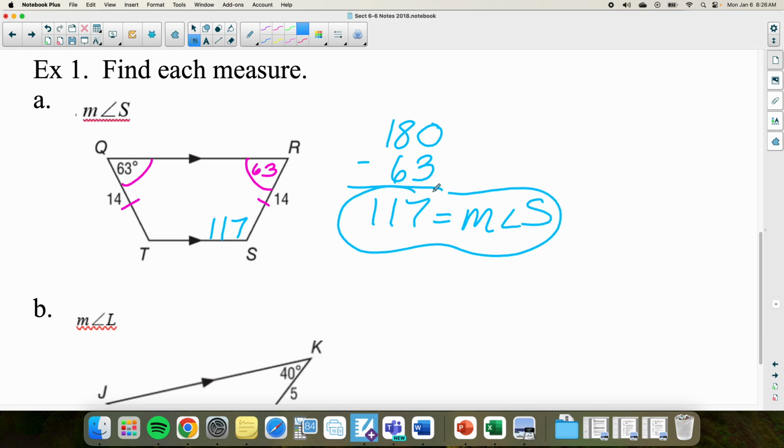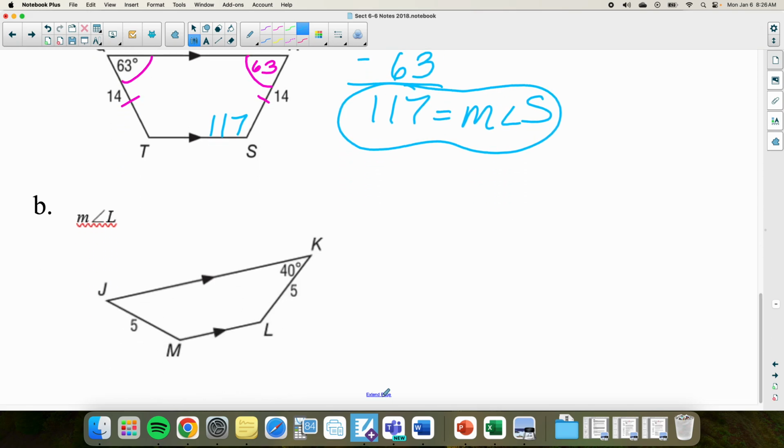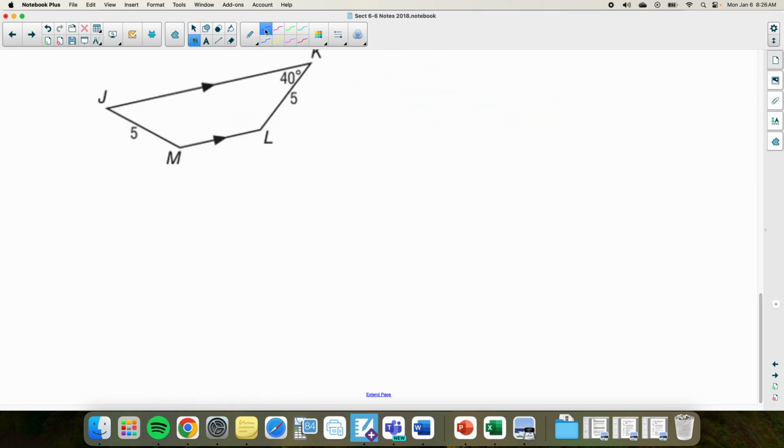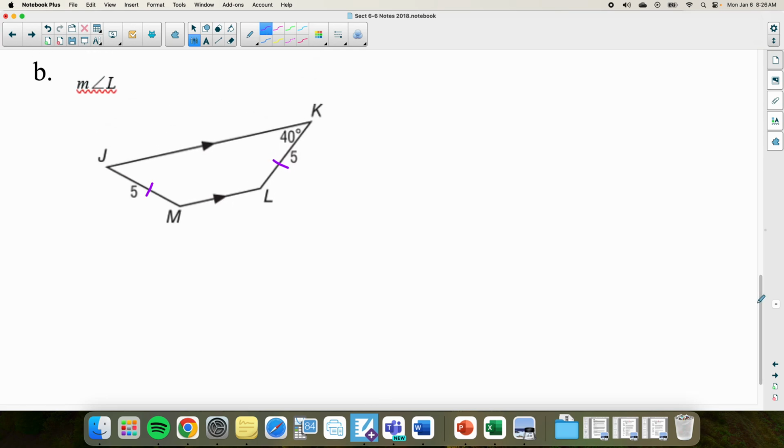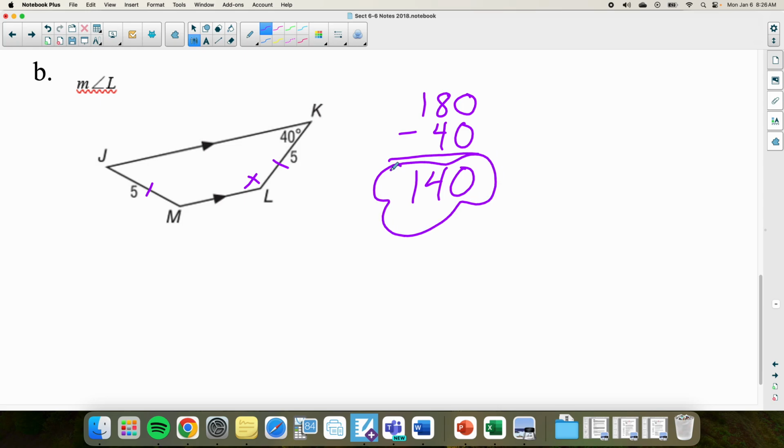If they asked us by chance for angle T, do you know what that would be? 117 also, yes. Okay. Now let's look at this one. Again, in this one, it is isosceles, because the legs are both 5. And this is just asking for that angle. What would that be? 140. Because these two, again, are consecutive interiors, so they add up to 180. So we would just go 180 minus 40, which is 140. Okay.